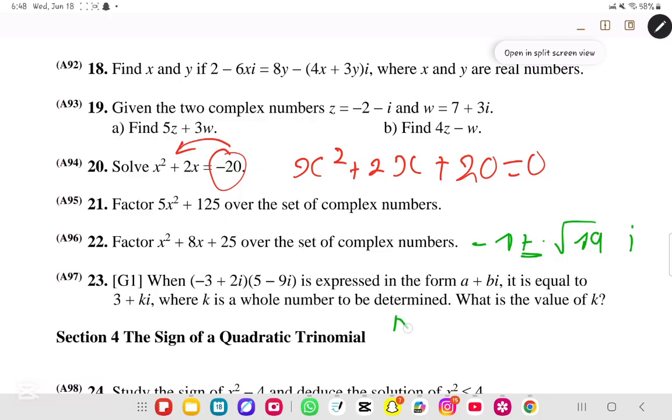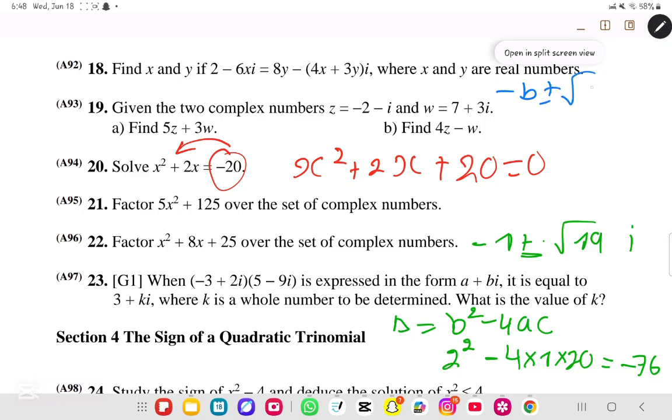If you don't have this option, you can find the discriminant. So discriminant is equal to b squared minus 4ac. So what is b in this case? It is 2. 2 squared minus 4 times 1 times 20. Put it on the calculator. You will get an answer of minus 76. And now we know that the equation for the root is minus b plus or minus radical discriminant over 2a. So it is minus 2 plus or minus radical minus 76 over 2 times 1. Okay?